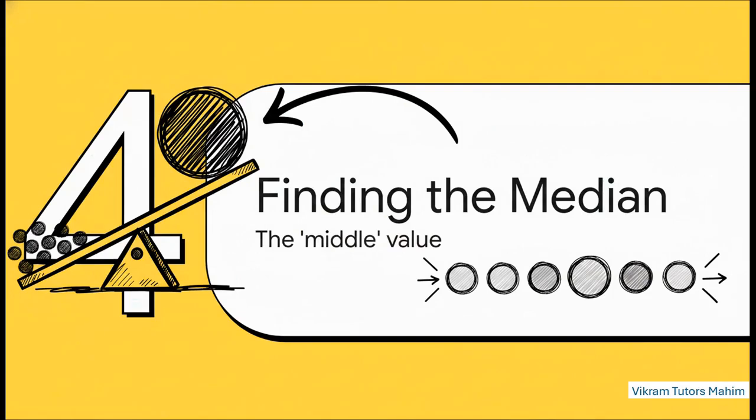But the mean isn't perfect. It has a kind of kryptonite. Because it includes every single number in its calculation, just one really, really big or really, really small number, what we call an outlier, can pull the whole average way off balance. And that, my friends, is exactly why we need our second tool, the median.